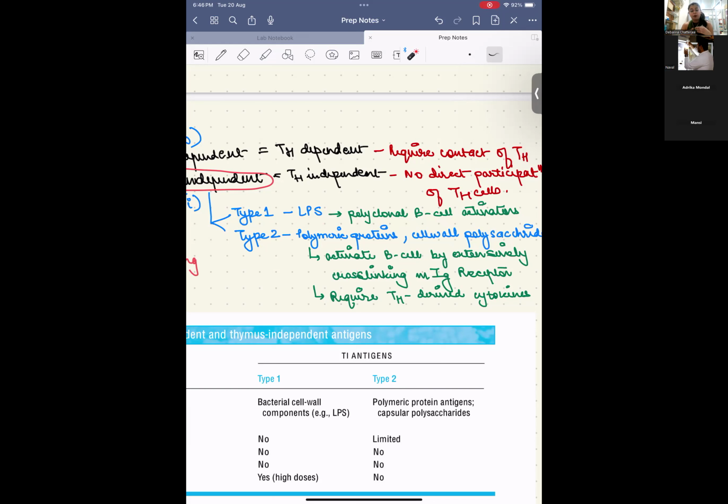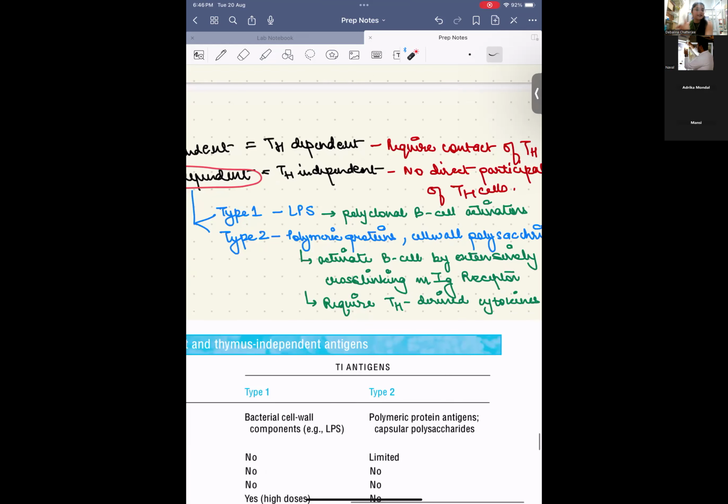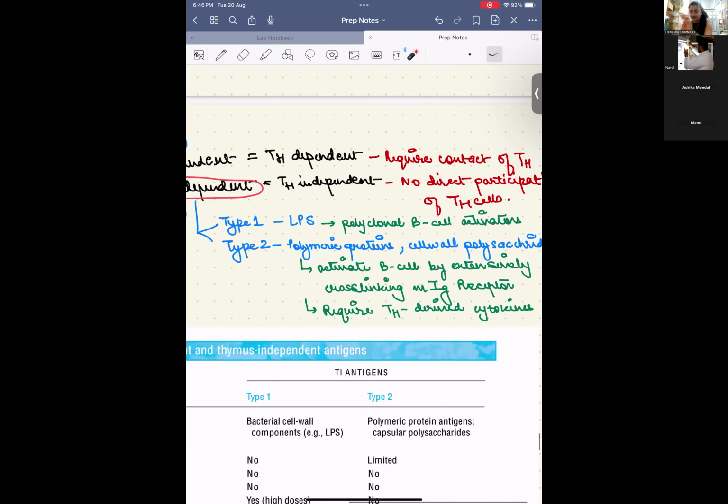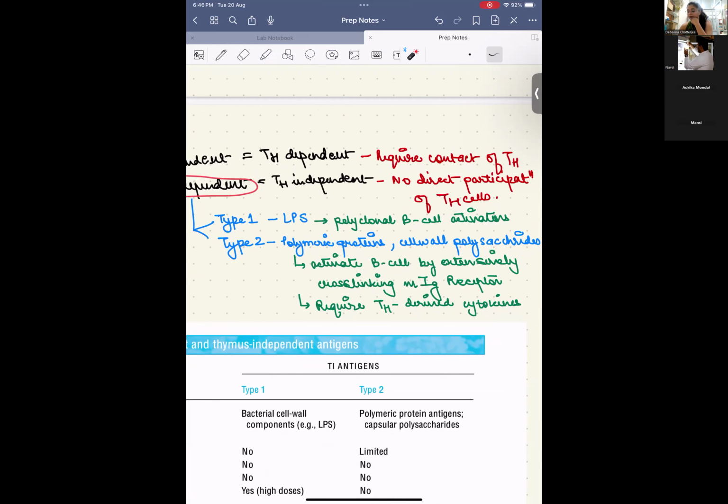And that is how polyclonal. So different types of B cells are produced, and people have quantified that almost 1/3 of the entire B cell repertoire present in the body can get activated in the presence of a type 1 TI antigen, particularly the LPS.